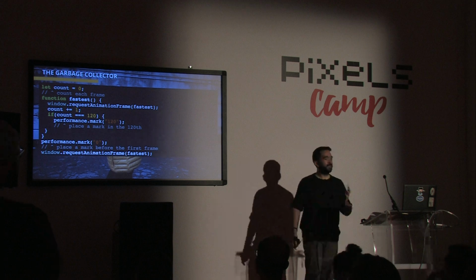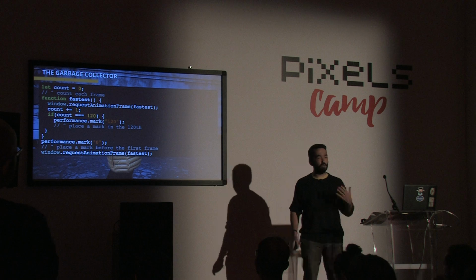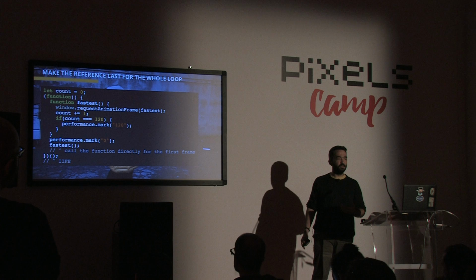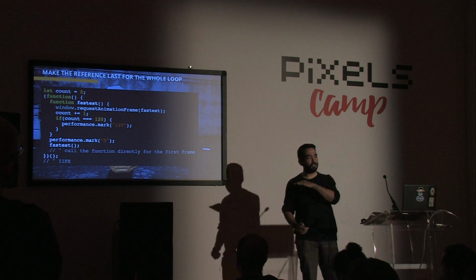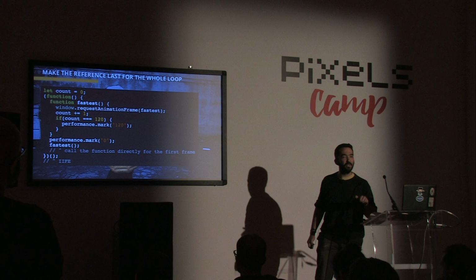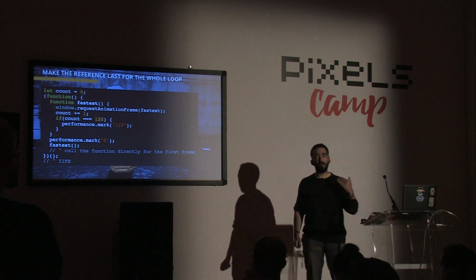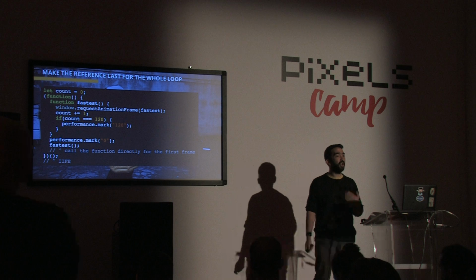Maybe the browser does not understand that we're going to need this function forever. So just wrap it in a closure and define it to make sure that it goes directly to the tenured heap. And the browser understands that we'll be needing and using this function for the whole time of our code execution. How do we do that?